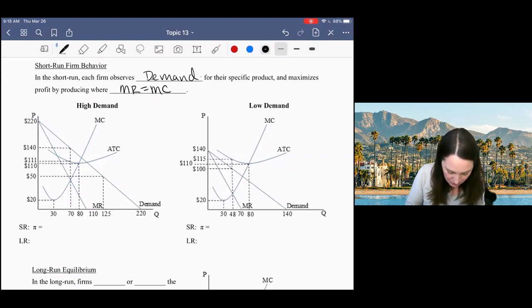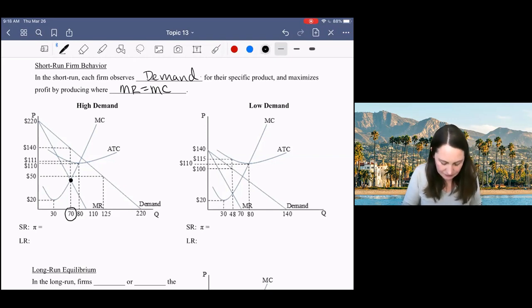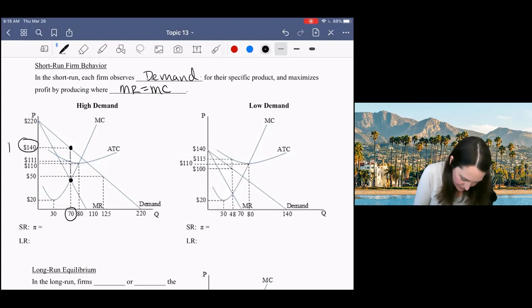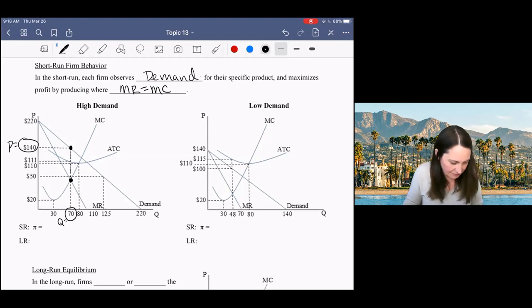So here in the high demand curve graph, the firm's going to observe that demand curve and the corresponding marginal revenue curve, and then produce where marginal revenue is equal to marginal cost. Then, of course, because they're a monopoly, they're going to raise their price right up to the demand curve. So that will be 140, right? So the price is equal to 140. The quantity is equal to 70.